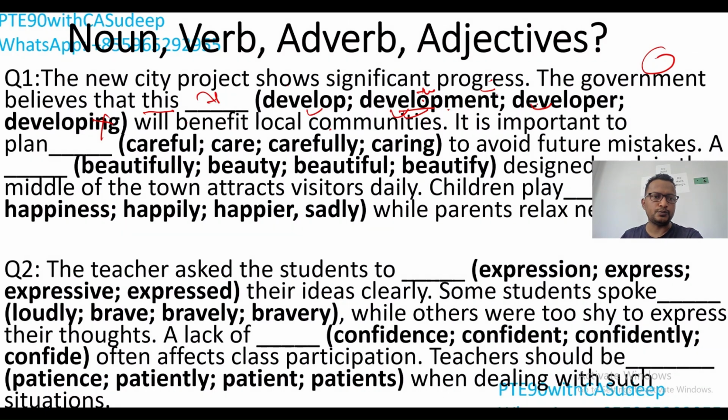It is important to plan to avoid future mistakes. Now what will come here? So what is this plan? Plan is verb. So before and after verb, what comes? Adverb comes. Now you need to identify adverb here. Adverb generally ends in ly. So just look at the options here. How many options are there? There are 4 options. Among these 4 options, what is adverb?